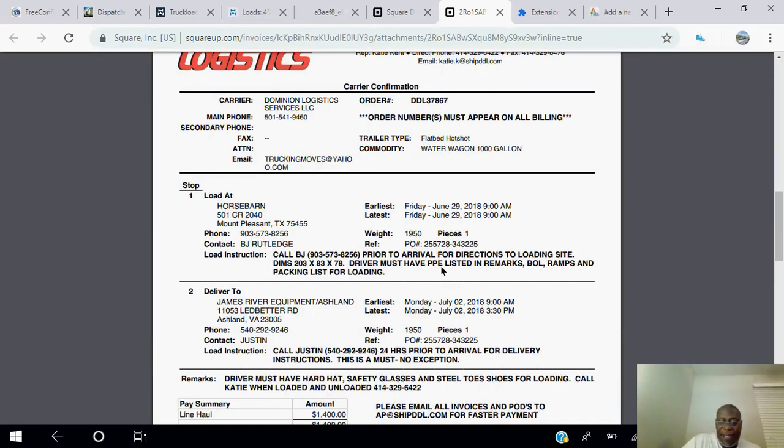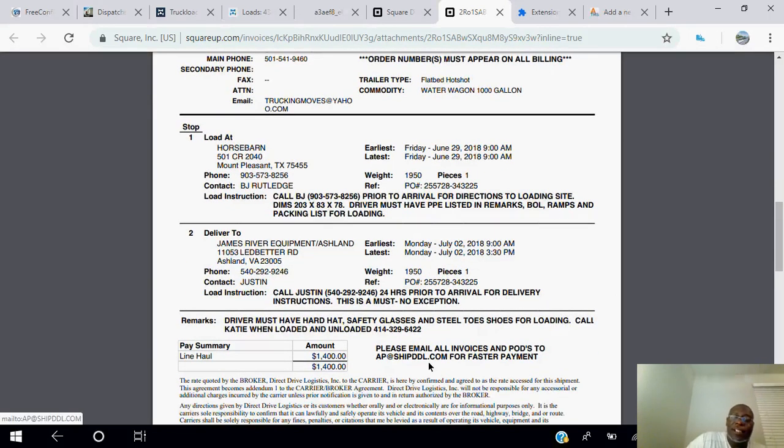The confirmation rate. This is the thing that tells you everything that needs to be done with that load and how it needs to be done. Okay? Very important piece of paperwork. All right. So now your carrier has been dispatched. Your carrier goes and picks that load up.